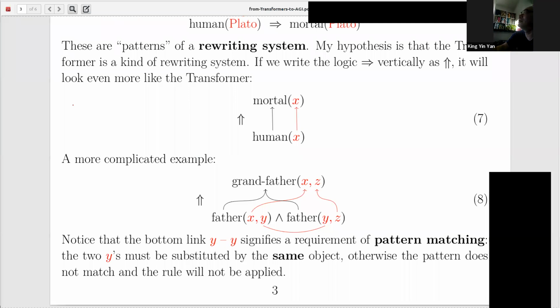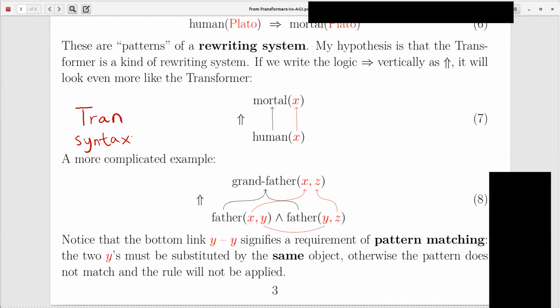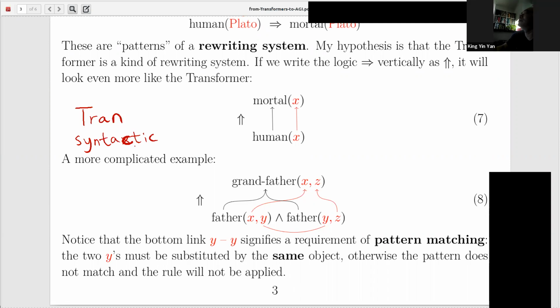So we may have the hypothesis that the transformer is doing a lot of syntactic transformations. Syntactic. Okay. So syntactic transformations. Yeah. So that's one of the main points of my theory.